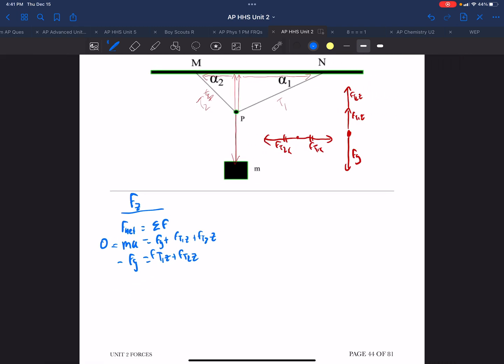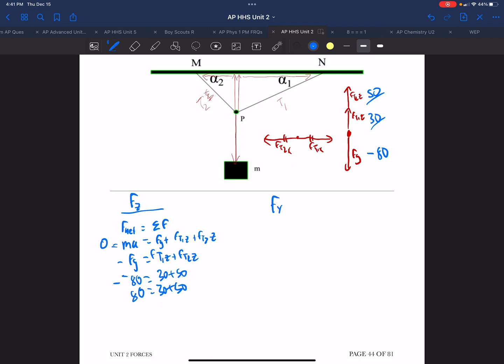Such that if the force of gravity were, let's say, minus 80, and then this could be 30, and this could be 50, then minus of a minus 80 would equal 30 plus 50. So 80 equals 30 plus 50. We see how that would work. We don't know if it's 30 and 50, but we're just showing that the signs work.